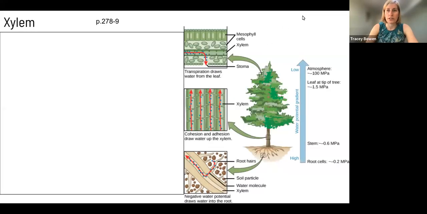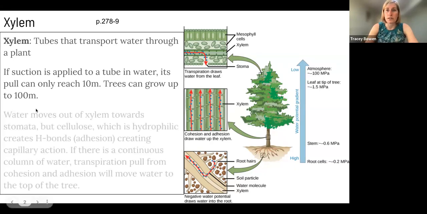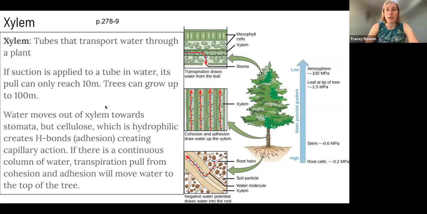So the first tube we need to know about is xylem, and xylem is going to move water through a plant. So if water was put in a tube and suction was applied to that tube, it would only reach up to 10 meters, but trees can grow up to 100 meters. So what's going on there? Firstly, it has to do with the structure of the xylem and hydrogen bonding that occurs between the water and the xylem.